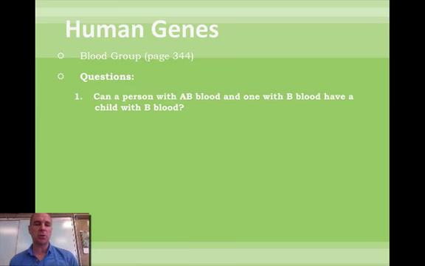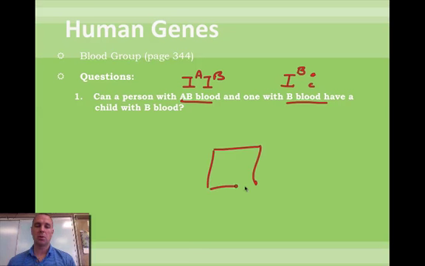Question would be, can a person with AB blood and one with B blood have a child with B blood? Now what I would do is I would do a Punnett square. But let's look at the genotypes. A person with AB blood would be here. A person with B blood, I don't tell you if it's homozygous or heterozygous, so if I don't tell you, always use the heterozygous individual. And what we would do is a 4 square Punnett square, put one parent on one side, one parent on the other side, and just simply do the Punnett square.